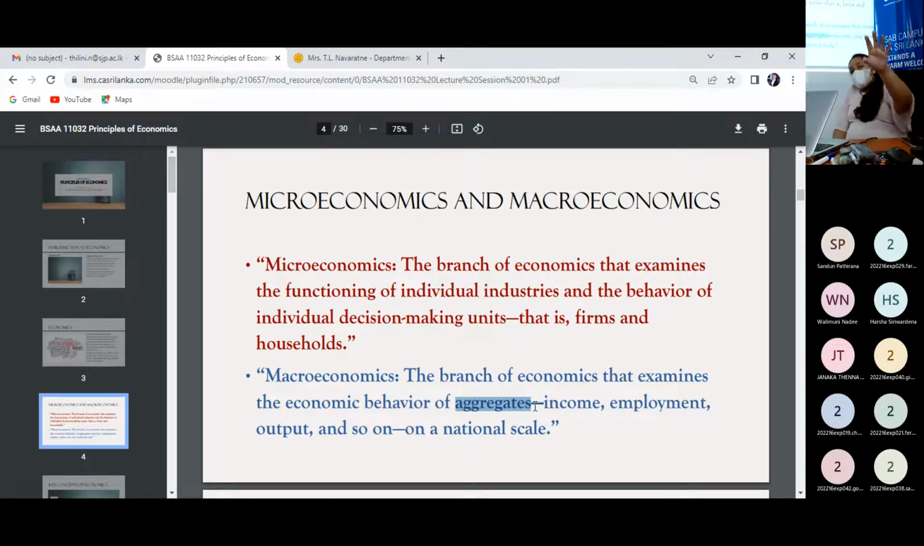So studying individual behavior is micro. Studying the aggregates, or examining the economic behavior of aggregates like income, employment, output, is called macroeconomics. So as simple as that. Now you know the difference between those. In the exam, you will not be asked to directly define it. You will be given a statement, and then you will be asked to identify whether that statement falls into microeconomics or macroeconomics.